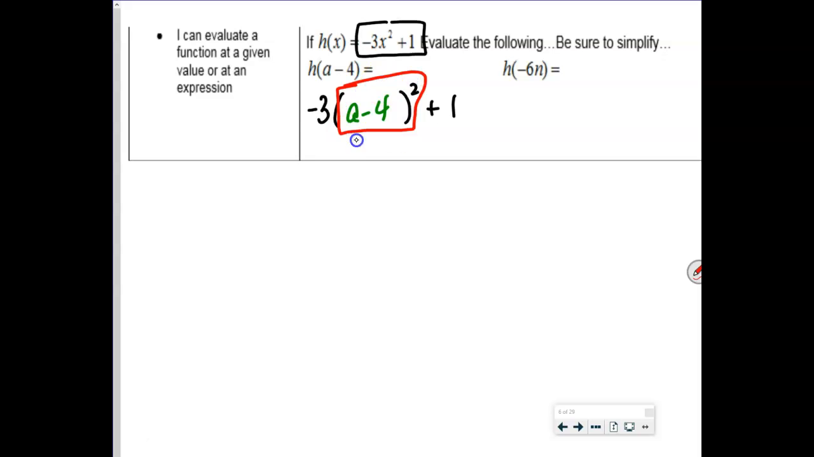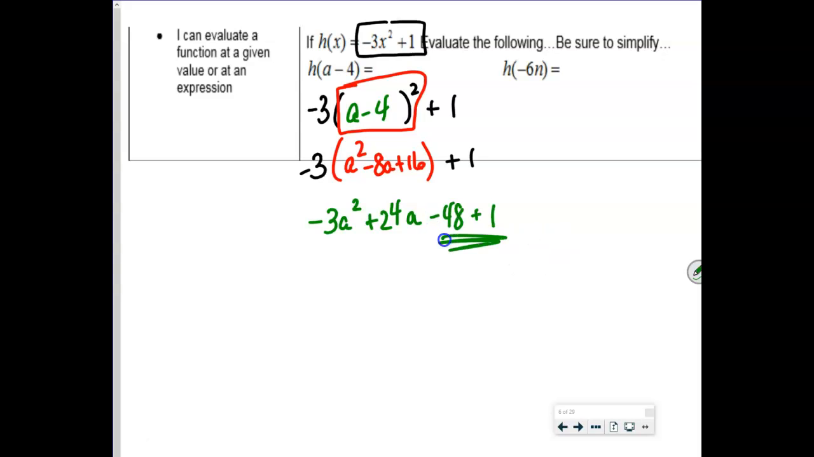I don't mind if you expand this pretty quickly. A minus 4 squared, you guys did a great job of doing a minus 4 times a minus 4, and that ends up being a squared minus 8a plus 16. But don't forget, now you do have a coefficient of -3 in front of that, plus 1. So now would be a great time to distribute the -3. So -3a squared plus 24a minus 48. Don't forget there's a plus 1 off to the side. So finally just combine those two constants at the end, and you'll have your final answer.